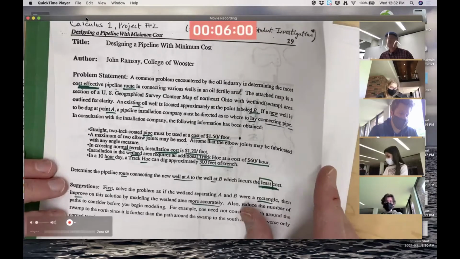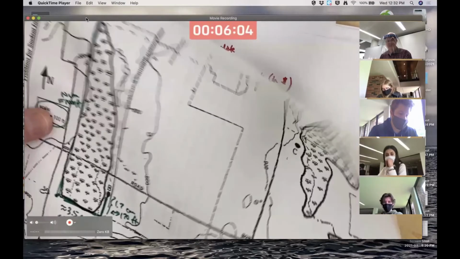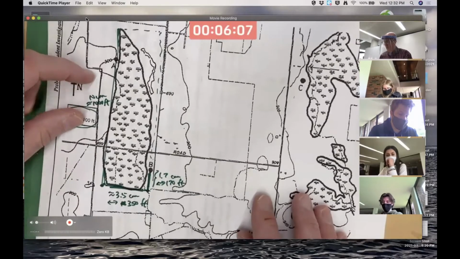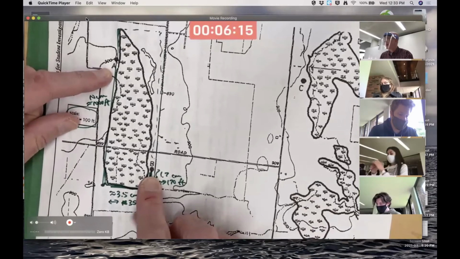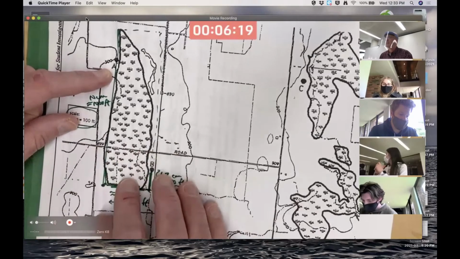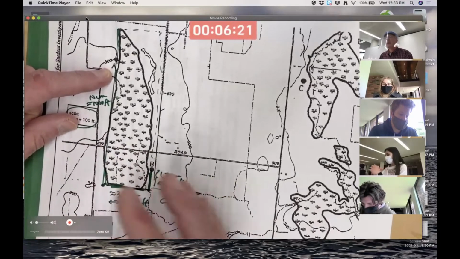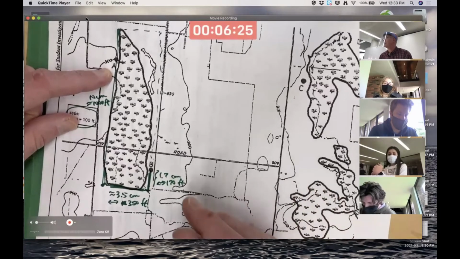So again, we have this pipeline that we're trying to lay down through a wetland to get from well A to well B. And the initial modeling process that we talked about is to model this wetlands, even though it's not a rectangle, to keep things simple, as a rectangle. See how well that model does, see if it seems reasonable, and then ask whether we can improve the model or not.